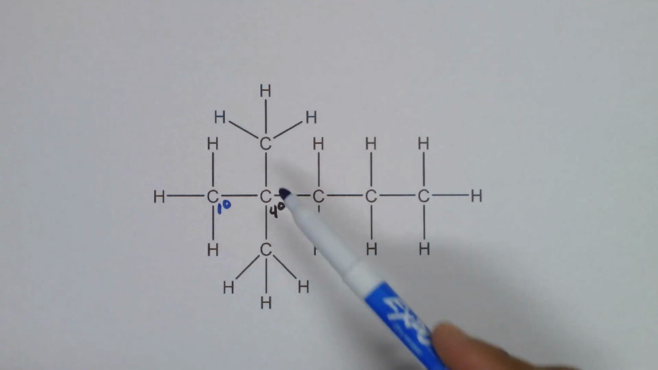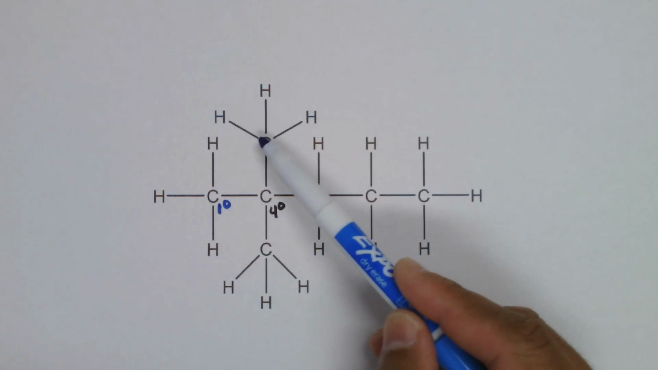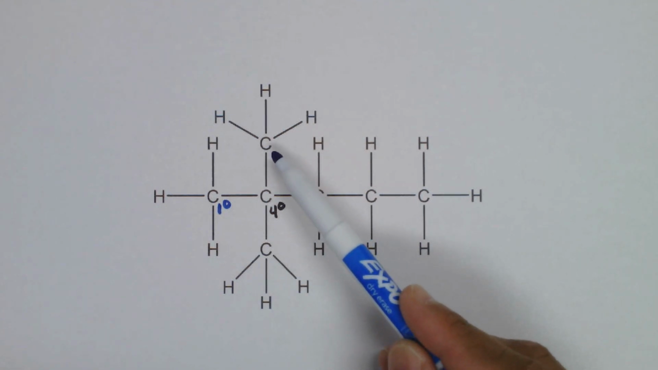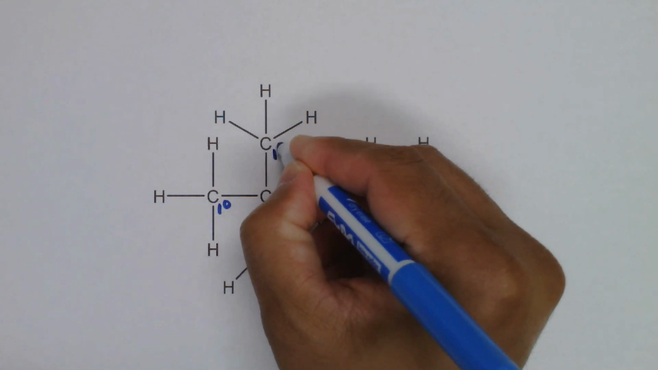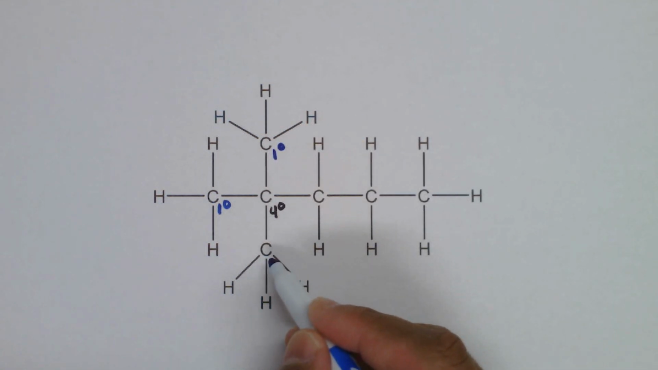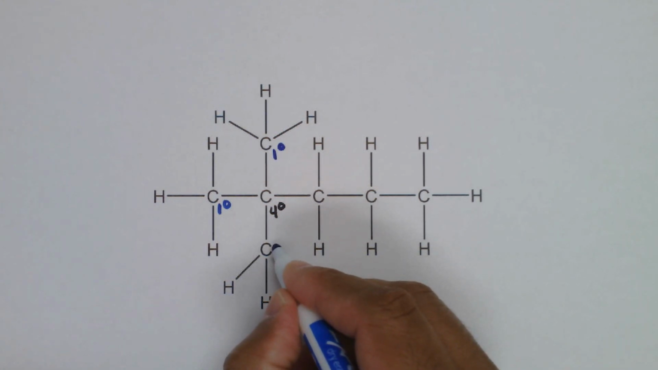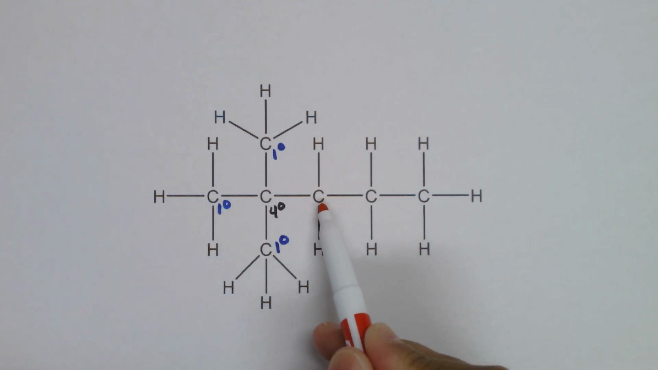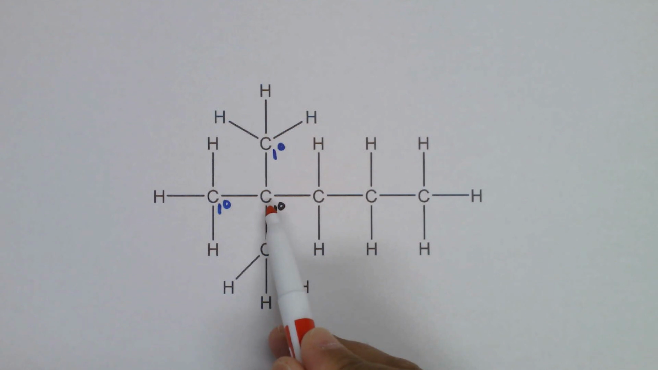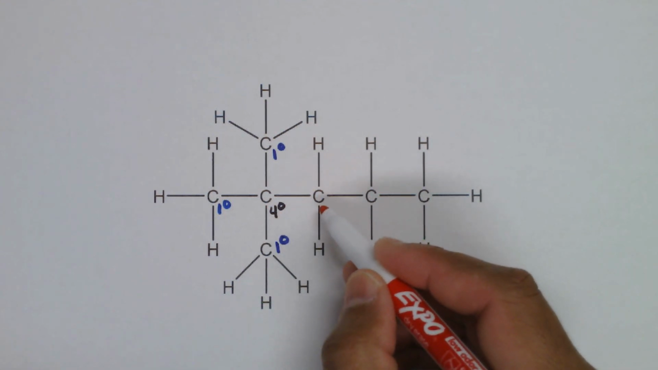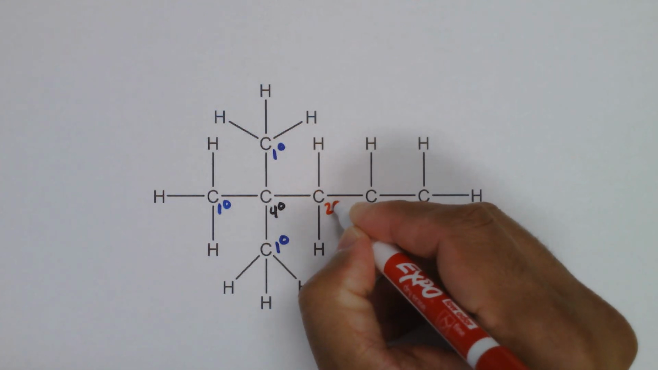And so let's take a look at these other carbon atoms on the quaternary carbon. This carbon atom up here is bonded only to the quaternary carbon, so this is also primary. And the carbon on the bottom is only bonded to the quaternary carbon. Again, this is a primary carbon. I'll continue with the chain. This carbon atom is bonded to the quaternary carbon, that's one, and another carbon, that's two. This carbon atom is a secondary.